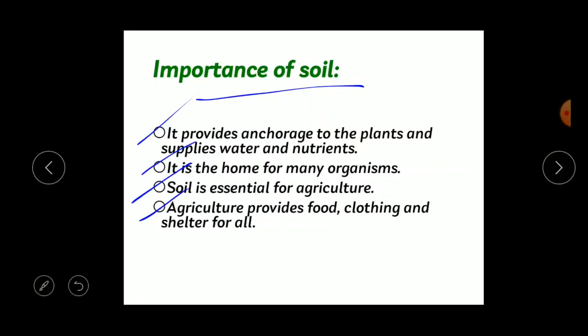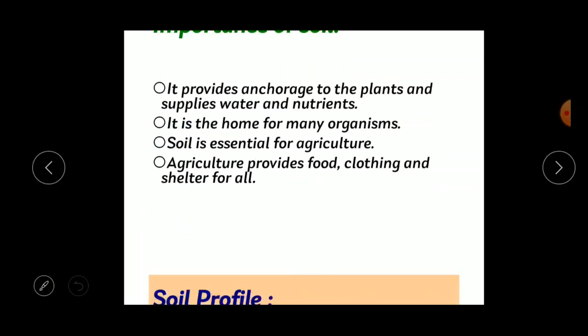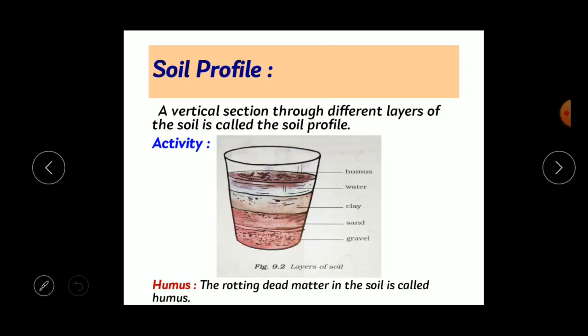Okay, so let's move to another topic, that is soil profile. What do you mean by soil profile? A vertical section through different layers of the soil is called the soil profile. So a vertical section of the different layers of a soil is called the soil profile.